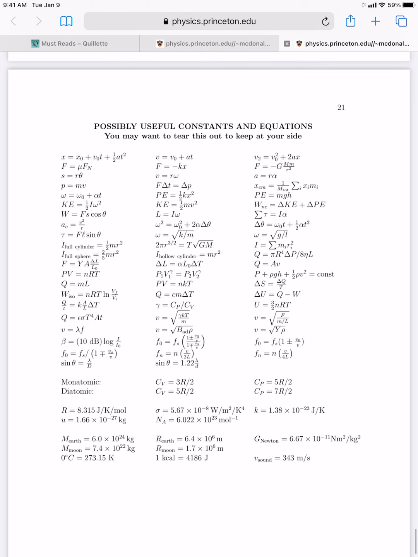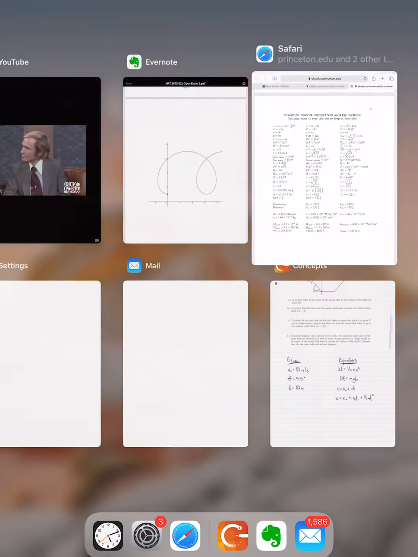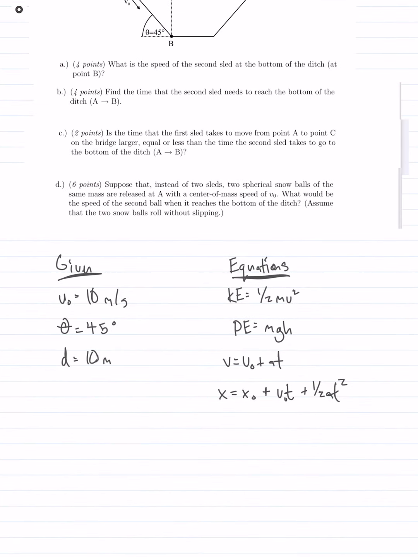The kinetic energy is in the top of the middle column. Potential energy is near the top of the right column, and the two kinematic equations are in the top left and top right column. So for part A, it's asking what is the speed of the second sled at the bottom of the ditch. Now all it's really asking is the speed when it reaches this point.